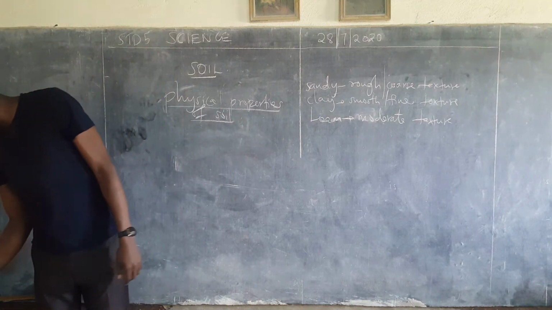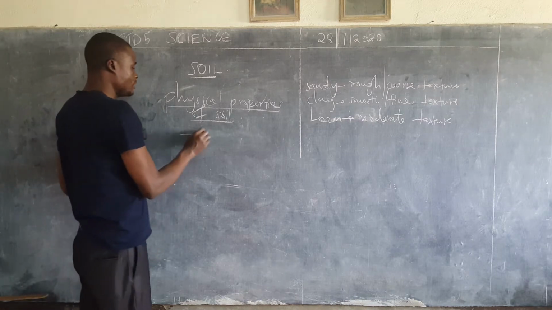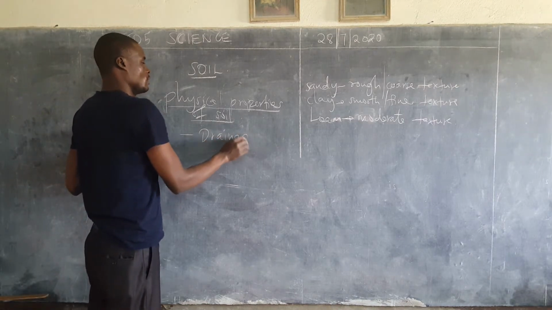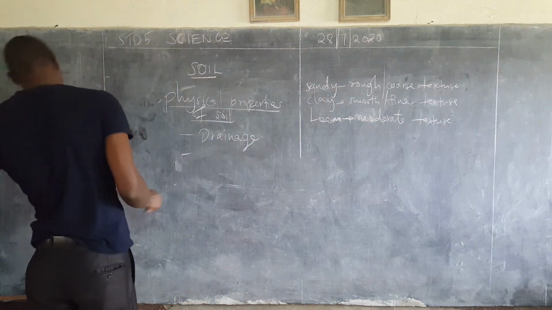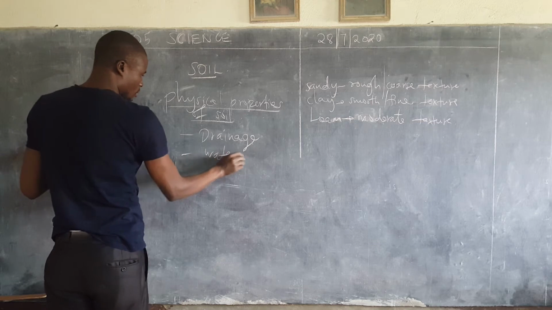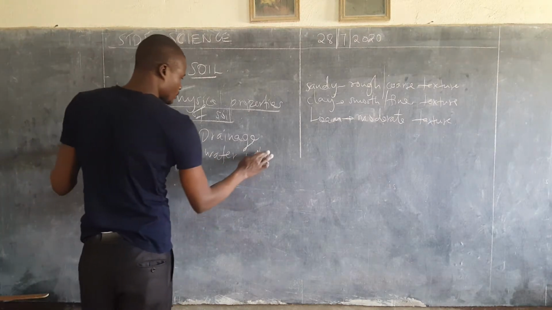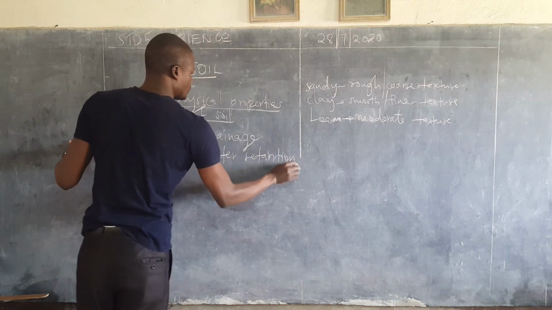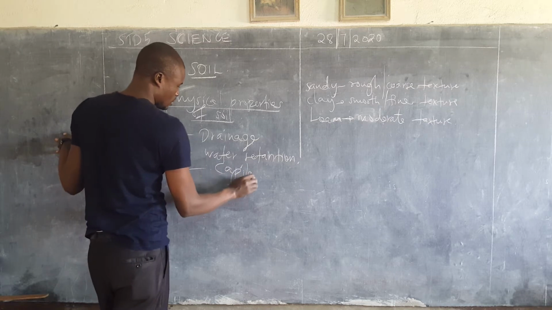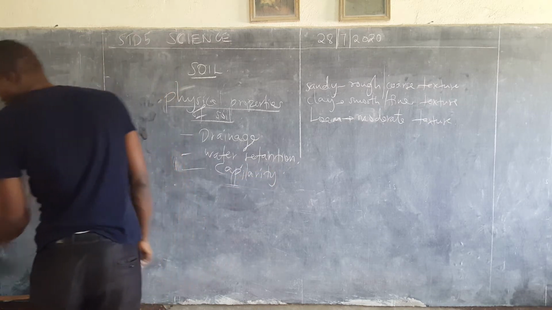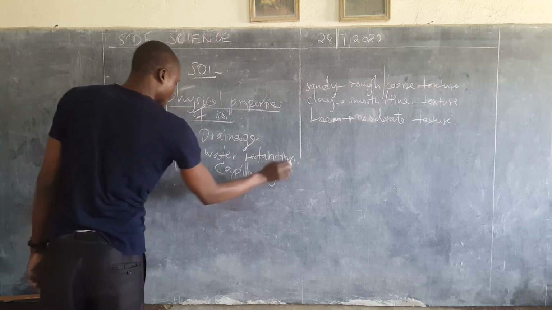Under this, Lana, the physical properties are that will cater for drainage, which soil has the best drainage. Then we are again going to have water retention, and finally we have capillarity. Capillarity.